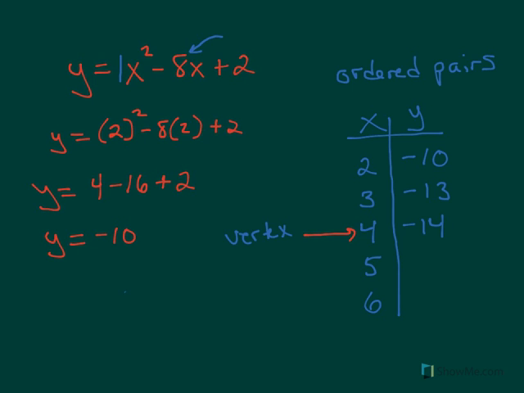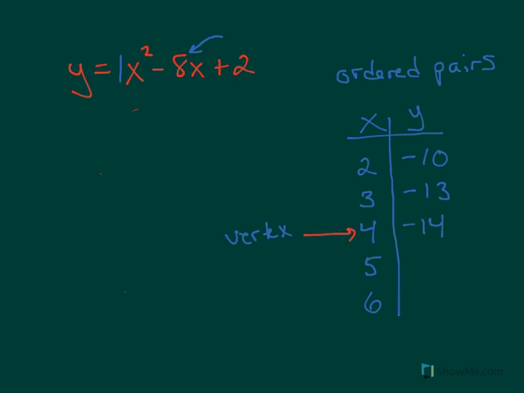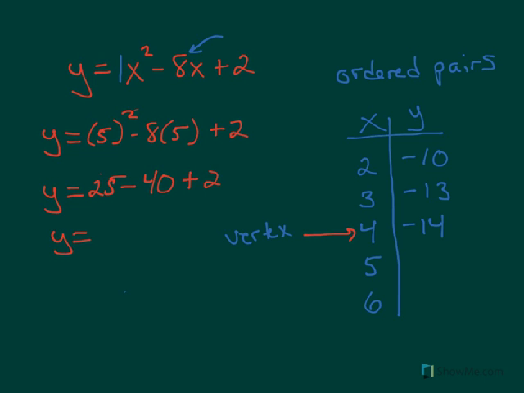And then we need to do where x is 5. So y equals, put a 5 in for x, so it's going to be 5 squared minus 8 times 5 plus 2. So y equals 25 minus 40 plus 2. And y would be negative 13. So 25 minus 40 plus 2 should get you negative 13.